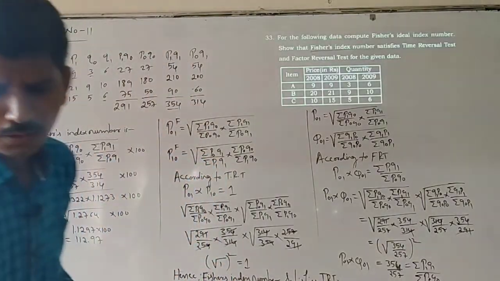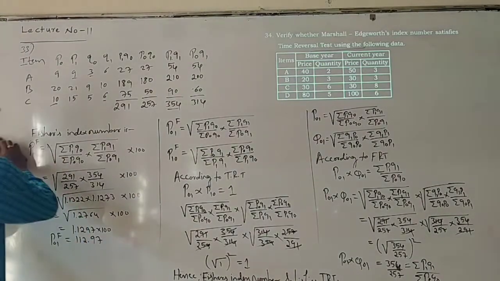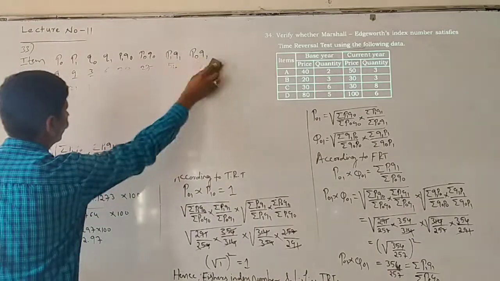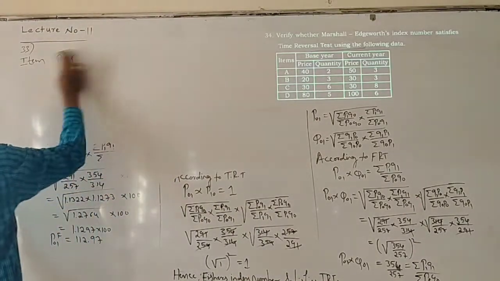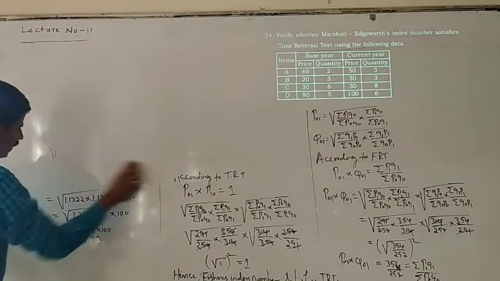Okay, the next problem, number 34. Verify whether the Marshall-Edwards index number satisfies time reversal test.